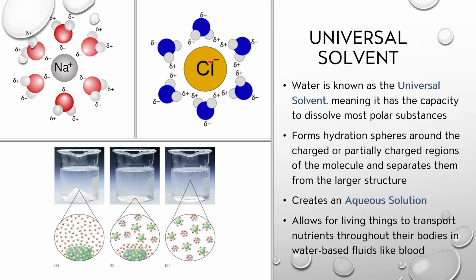And sodium chloride, it's not a polar molecule, it's a charged molecule because it breaks down into ions, the positive sodium ion and the negative chloride ion. So in this case, the positive hydrogens are going to want to completely surround the negative chlorine, and the negative oxygens are going to want to completely surround the positive sodium. We call these hydration spheres.